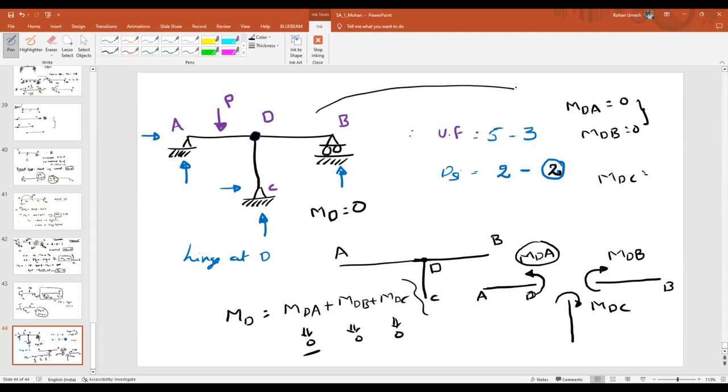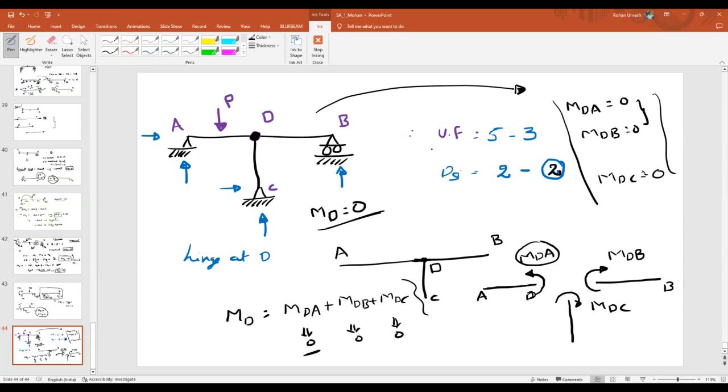Now, if I tell you that MDA is 0 and MDB is 0, what will be my MDC value? 0. Why? Because the moment in the hinge is 0. At point D, the moment is 0. That means if any two moments at that point are 0, then obviously the other one will automatically be 0, isn't it?